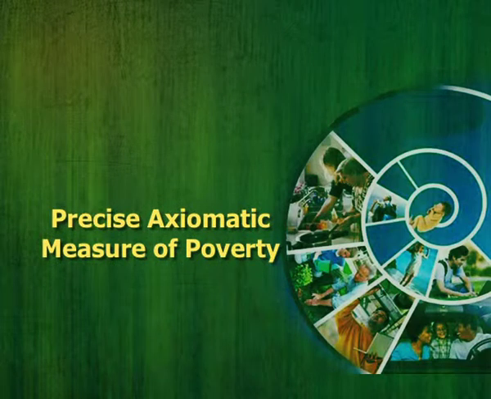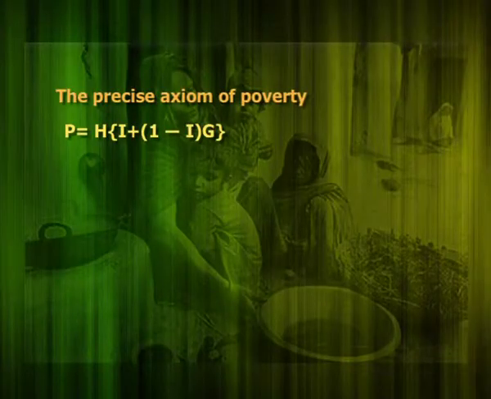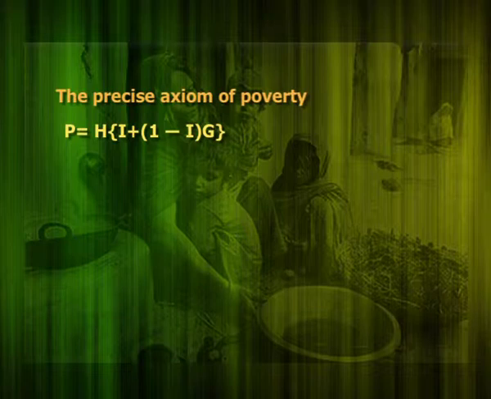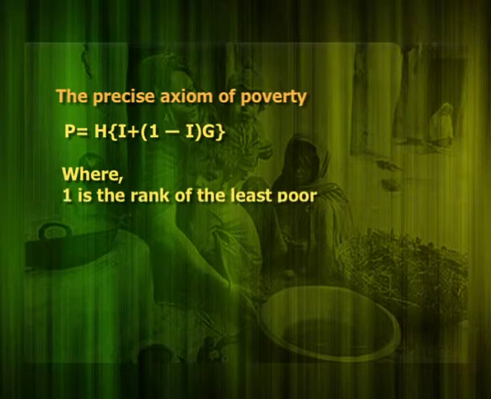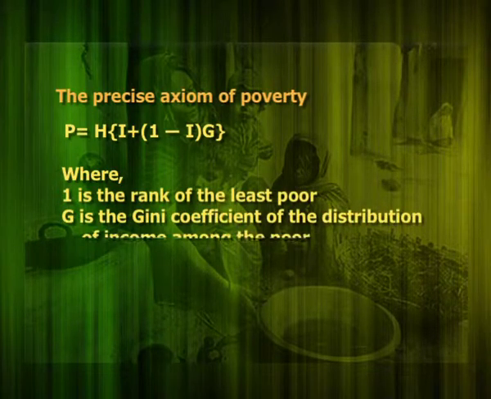Now let us understand the precise axiomatic measure of poverty. Using the relative and normalized deprivation approaches, Sen gives the precise axiom of poverty as in the equation given on the screen. P is equal to H multiplied by I plus the sum total of 1 minus I multiplied by G, where 1 is the rank of the least poor and G is the Gini coefficient of the distribution of income among the poor. Sen and Mehboob ul Haq developed the Human Development Index, which was used in the World Development Report in 1990. We have seen this in one of our earlier lectures.